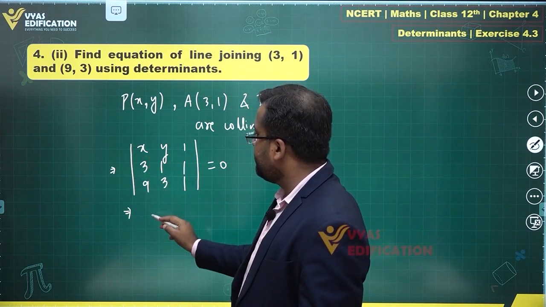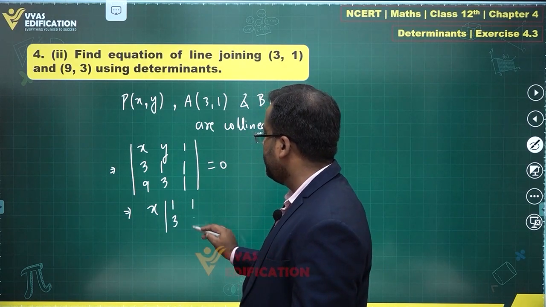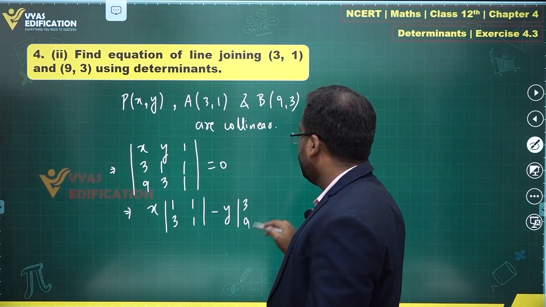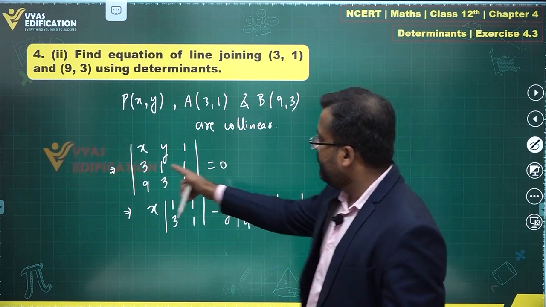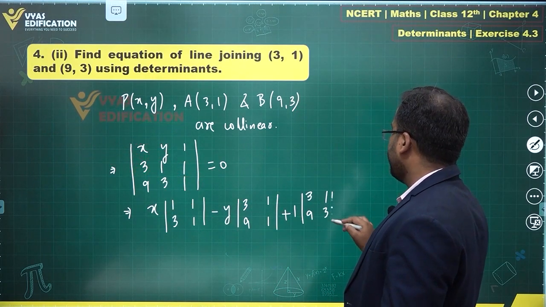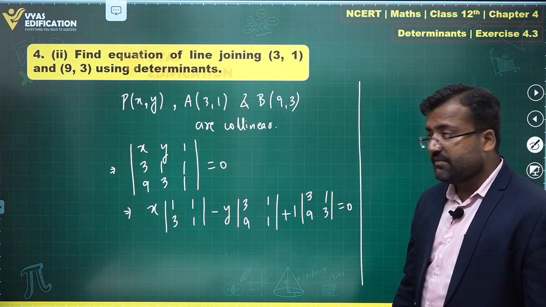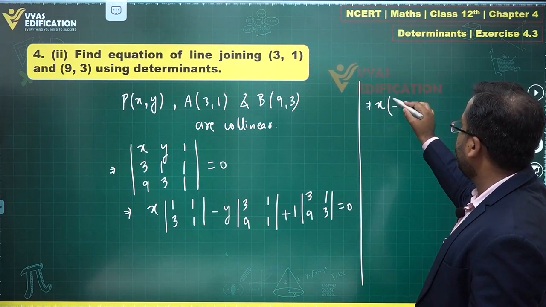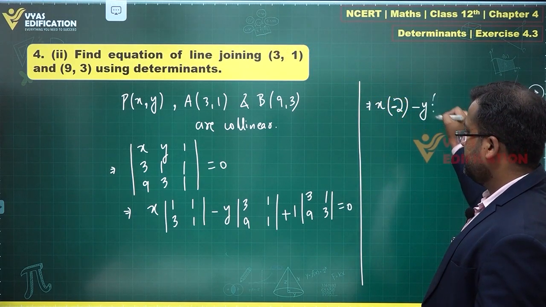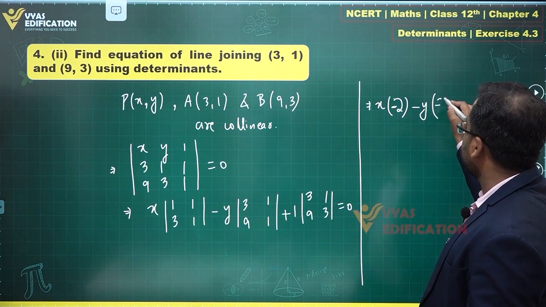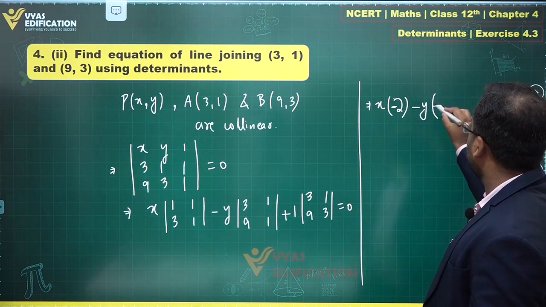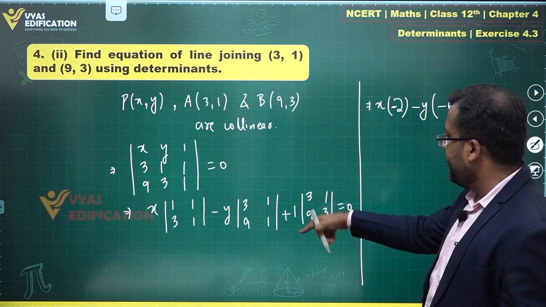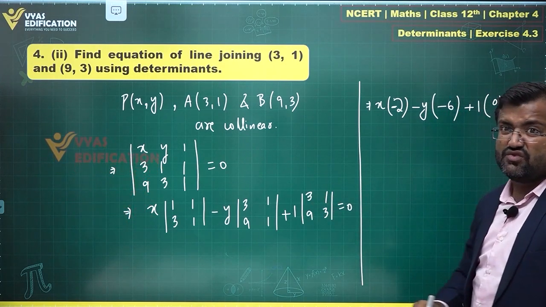So let's expand along the first row. Plus x times the determinant 1, 1; 3, 1, minus y times the determinant 3, 1; 9, 1, plus 1 times the determinant 3, 1; 9, 3. This is what you get, equals 0. Let's simplify this further. This gives me x times (1 minus 3), which is minus 2, minus y times (3 minus 9), which is minus 6, and plus 1 times (9 minus 9), which is simply 0, equals 0.